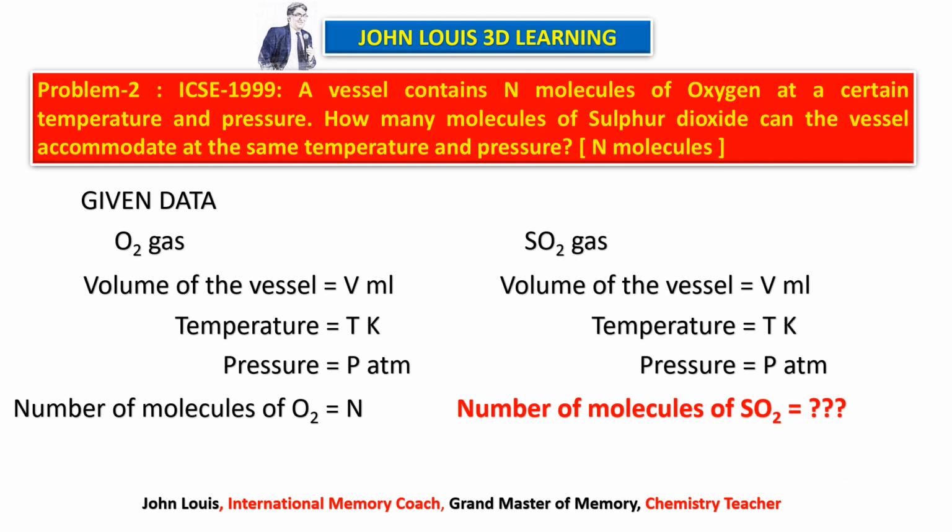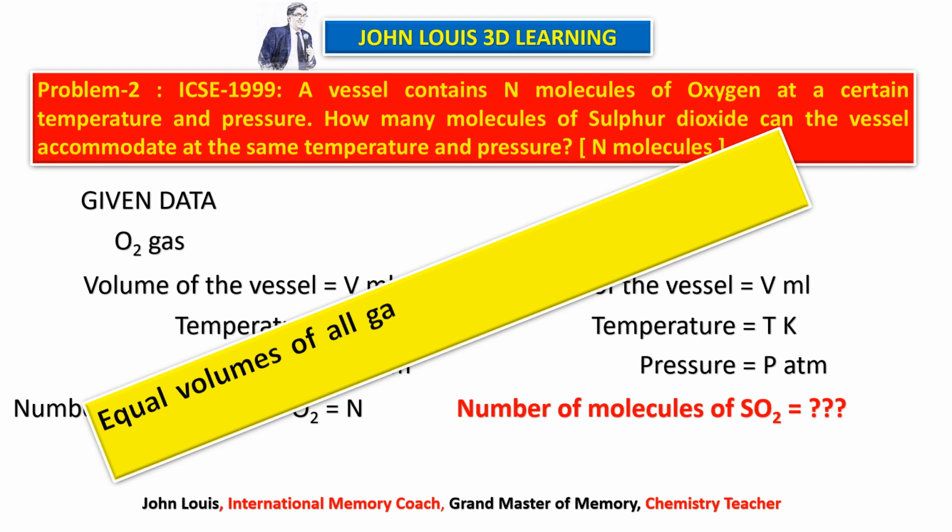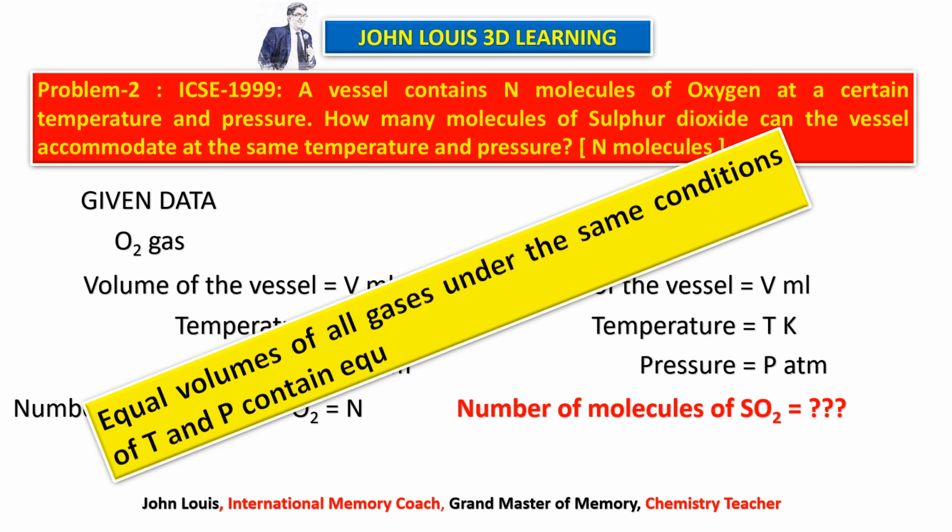Therefore, here the number of molecules of oxygen is n. Therefore, the number of molecules of sulfur dioxide will also be equal to n. Why? Because equal volumes of all gases under the same conditions of temperature and pressure contain equal number of molecules. This is Avogadro's law.